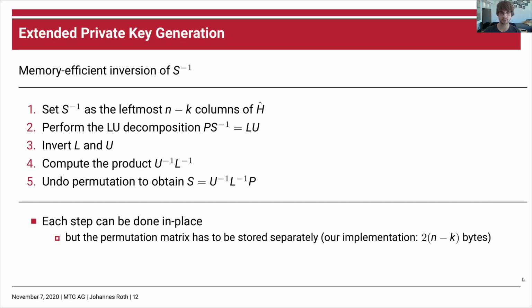Now in the next step, we compute the product of the inverse of U and the inverse of L. This again is done in place, so we write the resulting matrix inside the buffer where the inverse of S used to be. Again, we make use of the special structure of the matrices. And in the fifth step, we finally undo the permutation and obtain the matrix S, which can be expressed as the inverse of U times the inverse of L times P.